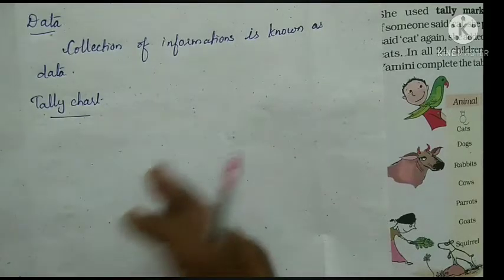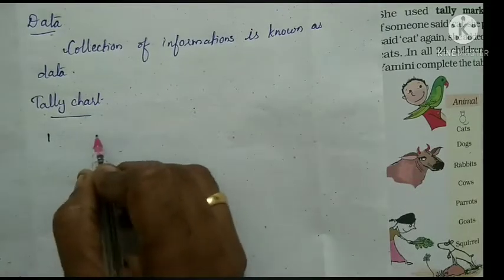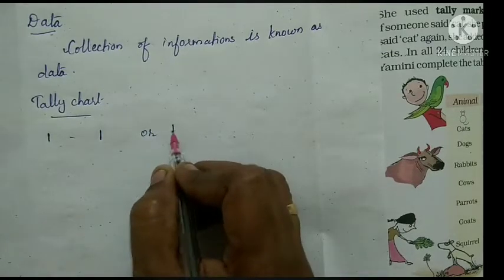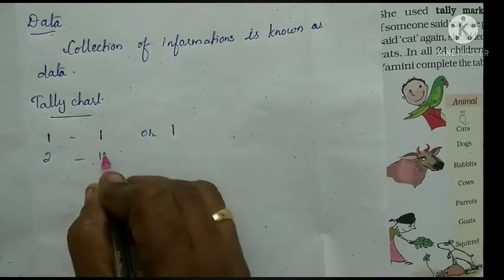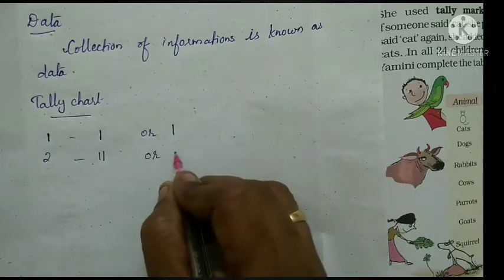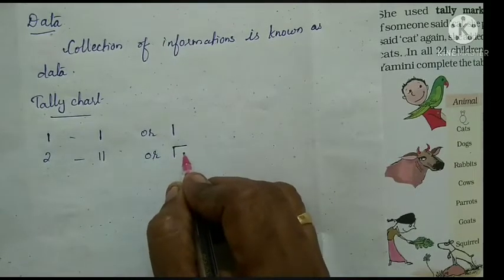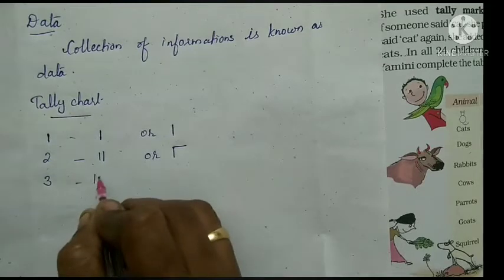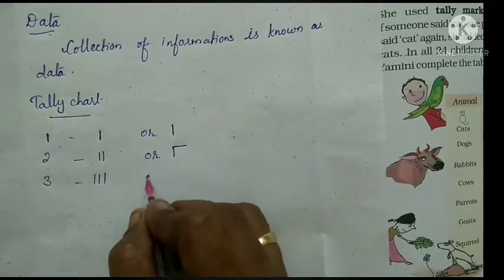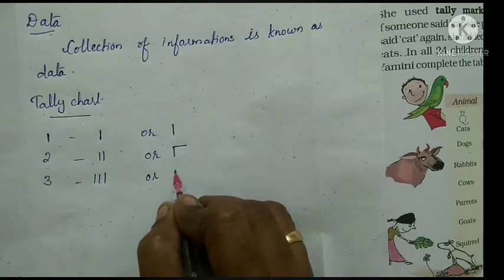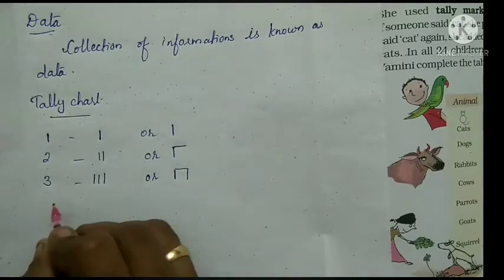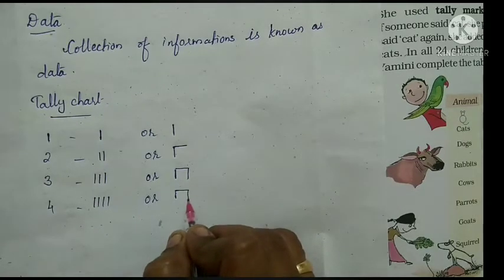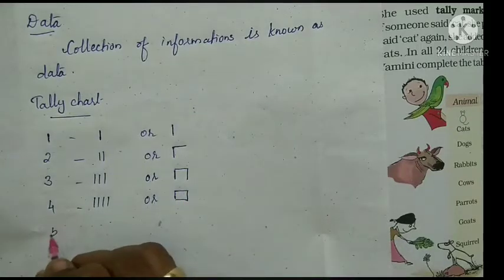So how can we represent the numbers in tally marks? The number 1: a vertical line. For number 2, two vertical lines, 1, 2. This is another representation of 2; 2 ways we can represent the tally marks. Then 3: 1, 1, 1, these vertical lines we can mention as tally marks. Then 4: 1, 1, 1, 1, or 1, 2, 3, 4. This is 4.